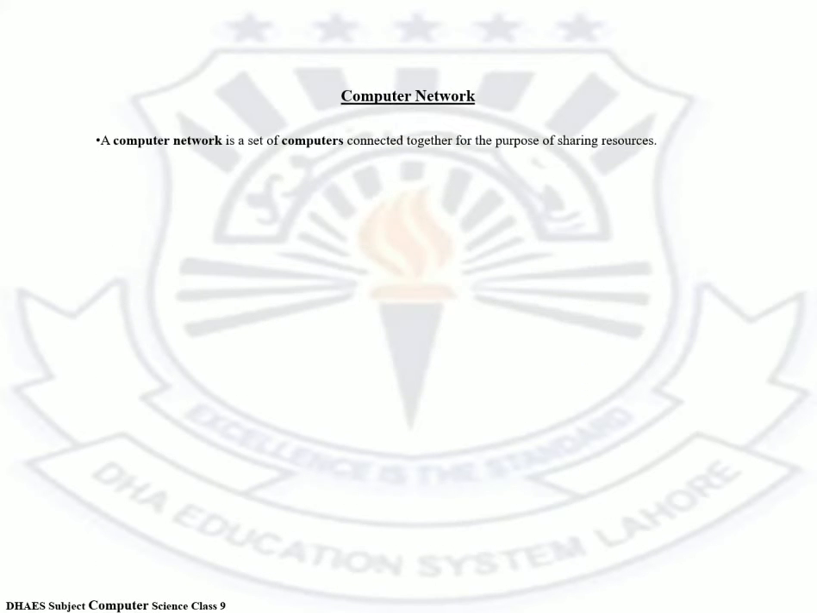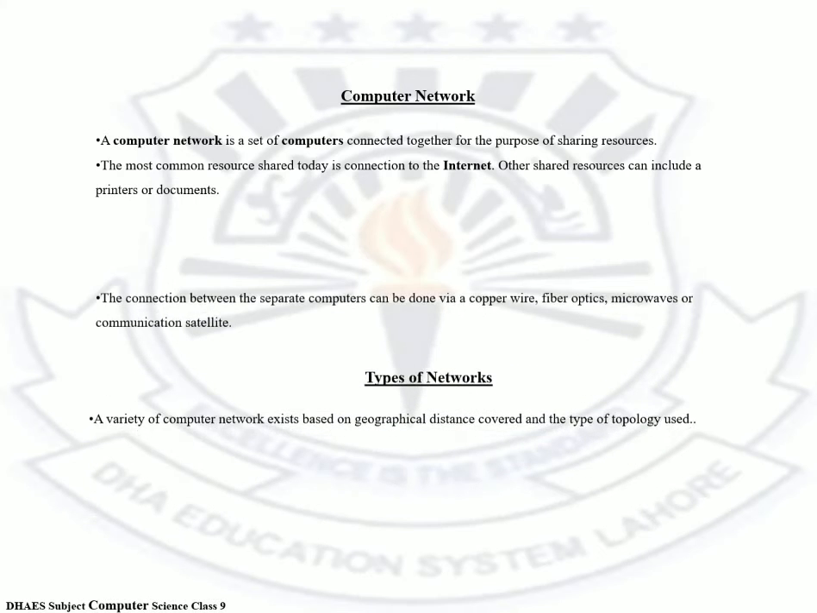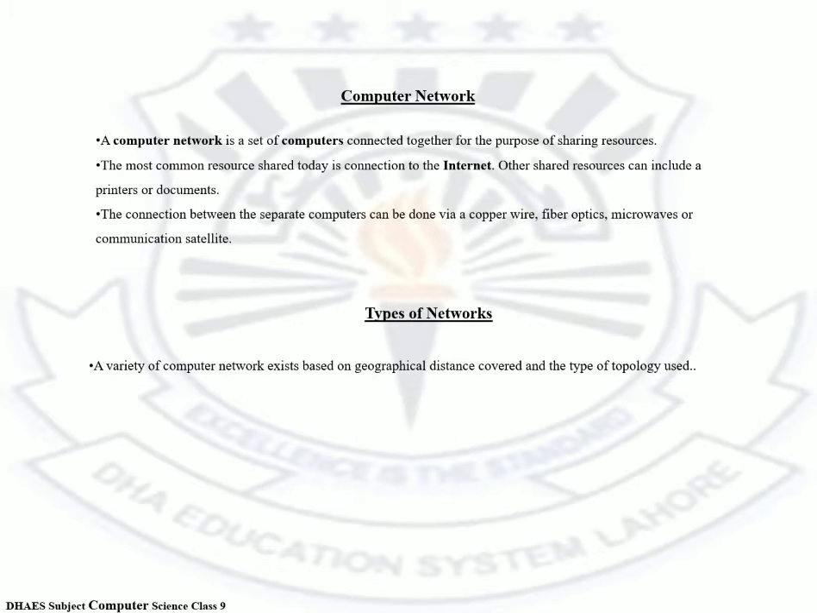Before coming to our main objective, let me again describe what a computer network is. A computer network is a set of computers connected together for the purpose of sharing resources. The most common resource shared today is connection to the internet. Other shared resources can include printers or documents. The connection between the separate computers can be done via copper wire, fiber optics, microwaves, or communication satellite.